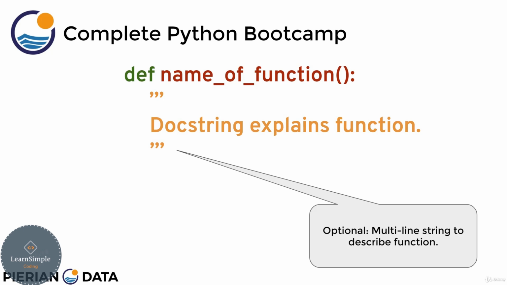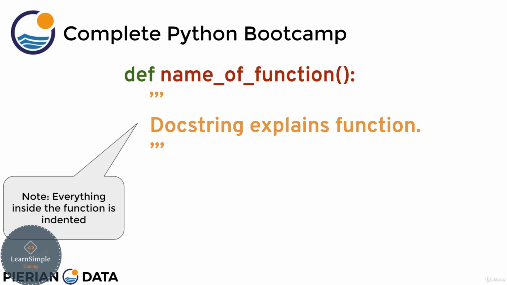So after that comes the optional multi-line string to describe a function. This is called a docstring, and you specify a docstring with triple quotes, which essentially allows you to write a multi-line comment. And this code does not get executed. It's just comment code essentially for someone else who's reading this function, or for you at a later date, that will explain what the function is supposed to do. And now you should start noting that everything inside the function has indented.